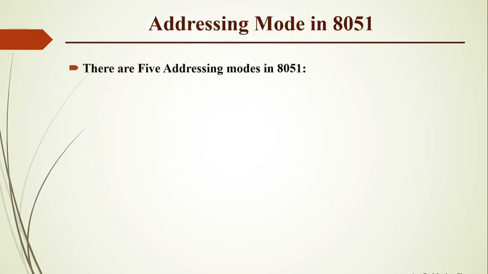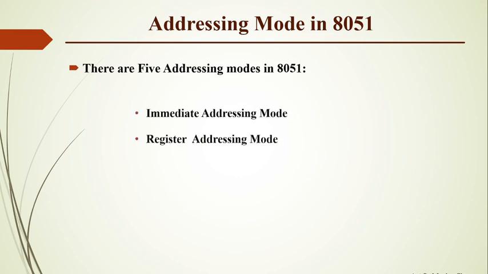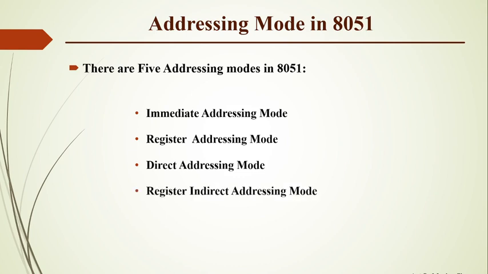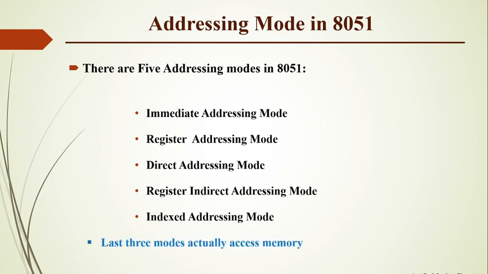There are 5 addressing modes in 8051, and they are immediate addressing mode, register addressing mode, direct addressing mode, register indirect addressing mode and indexed addressing mode. The last 3 modes are actually used to access the memory. So let's see these addressing modes one by one.